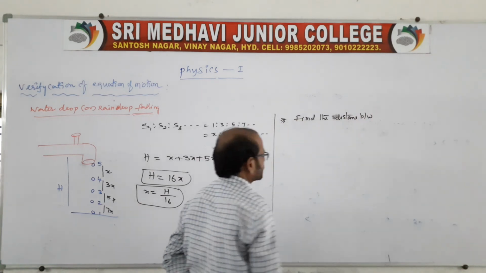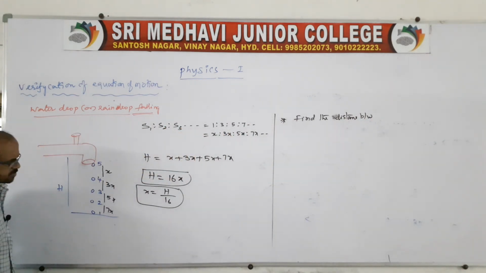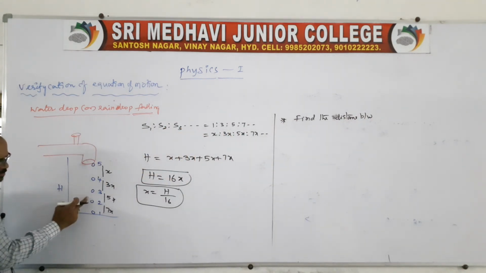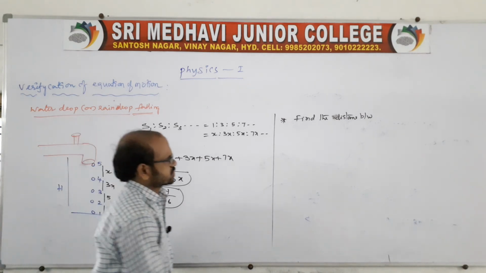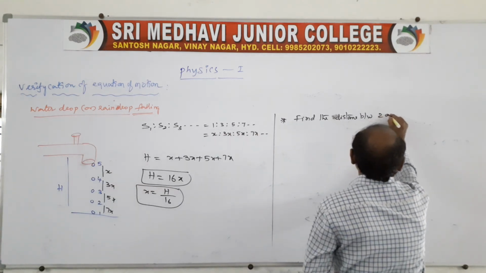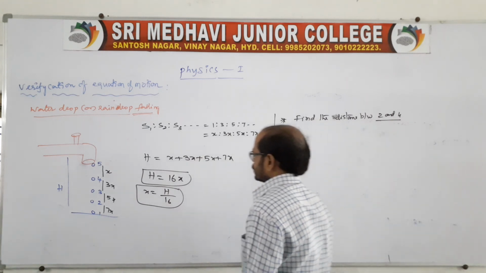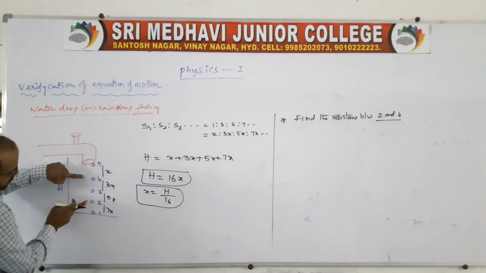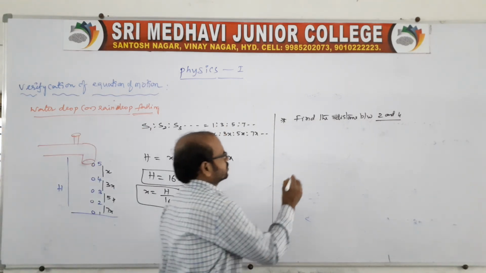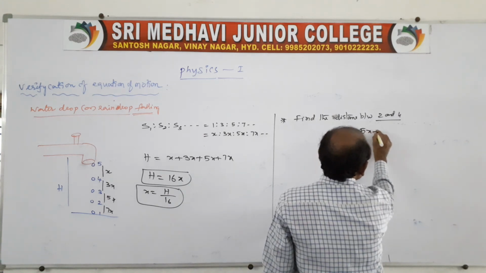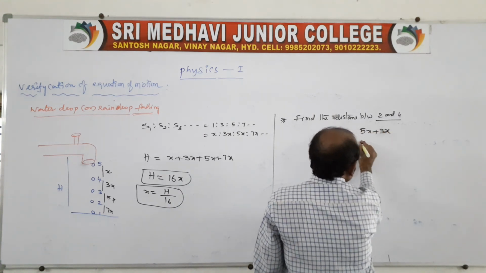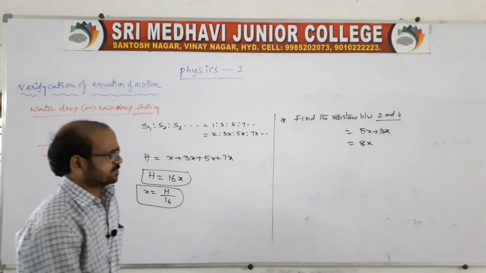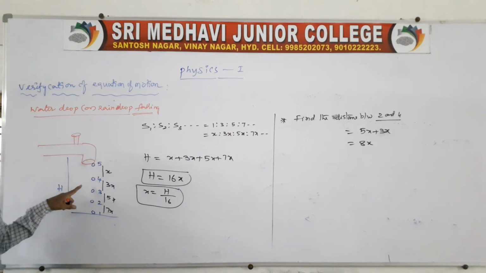between any two drops, say between 2 and 4. Suppose he is asking between the 2nd and 4th drop. So between 2 and 4 is 5x plus 3x. That is equal to what happens? 5x plus 3x, so it is equal to 8x. So that is the distance between them.